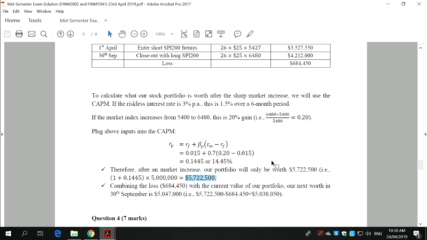So you take the initial portfolio, 5 mil, multiplied by 1.1445, so you end up with a portfolio worth 5.7 million. However, you shouldn't be too happy about it because you lost money on your futures position. So if you're combining these two amounts, again, you end up with a portfolio value of roughly around 5 million. So that's the way portfolio insurance works. Any questions about question number 3?